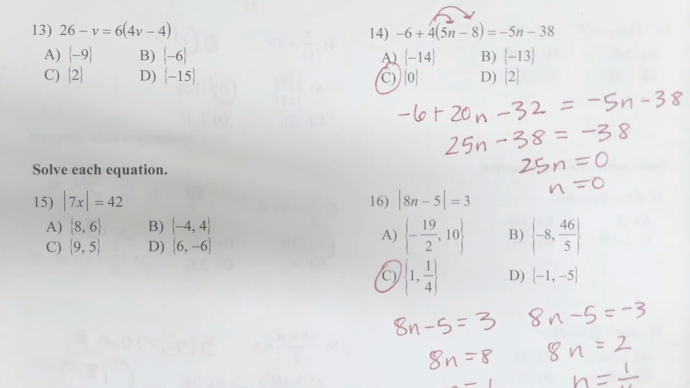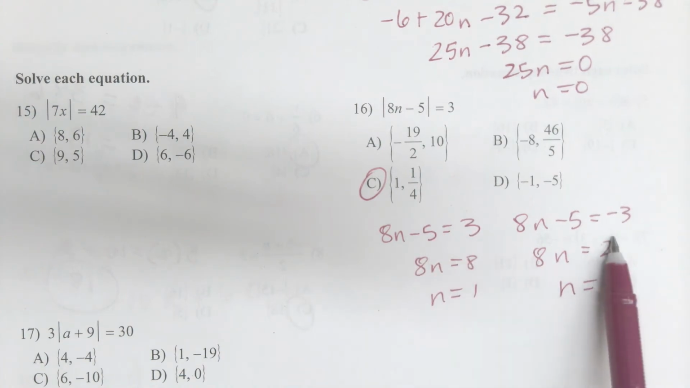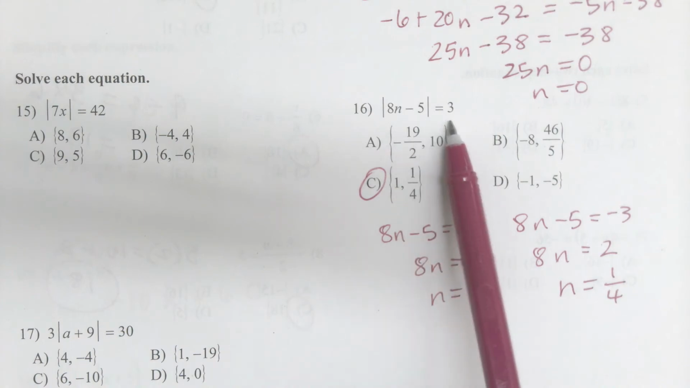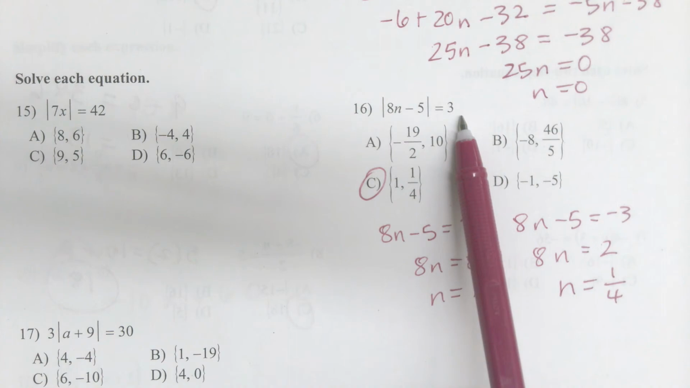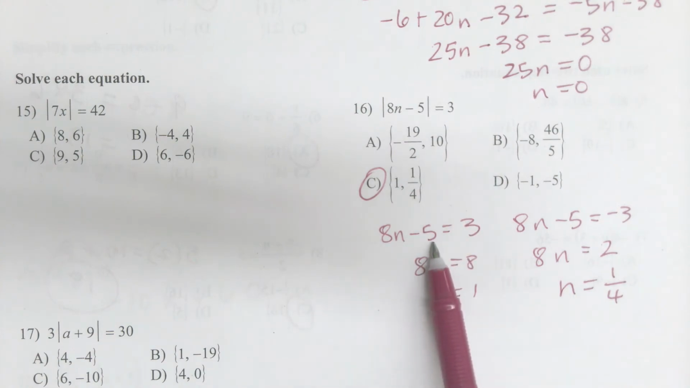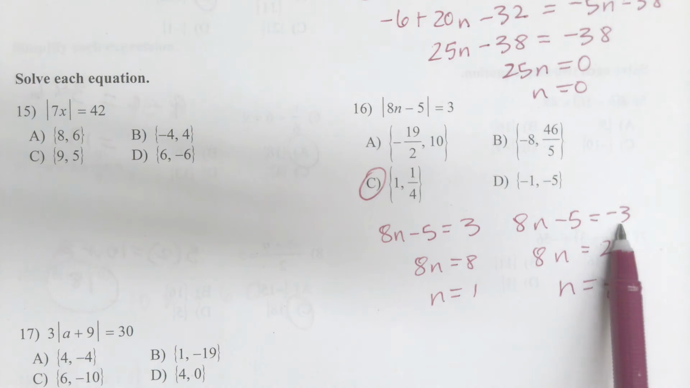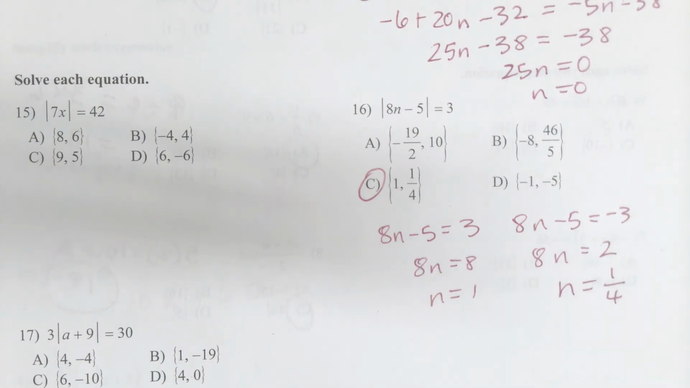All right, 16. Don't forget when you have absolute values, it's been a long time since we've done these. Because what's inside of here could be positive or negative, and it'll always come out positive, we have to solve two things. What if what's inside is +3? What if what's inside is -3? So then I have two mini equations to solve.